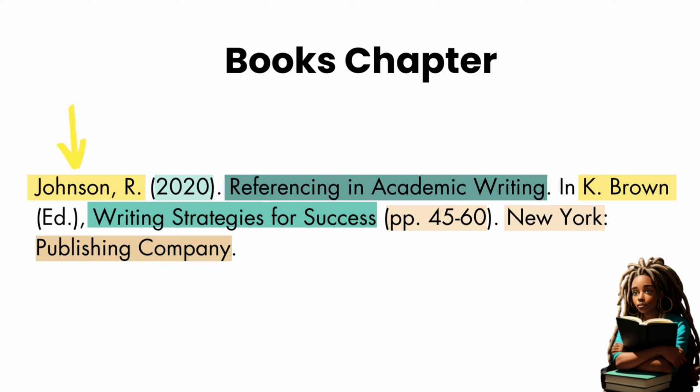But what if you want to reference only a specific chapter in an edited book that has many contributors? Just write the last name and initials of the chapter's contributor, the year in parentheses, title of the chapter, and then you add in and the editors or editor of the book, followed by eds or ed depending whether it's plural or singular, in parentheses. Then the book title in italics, and in parentheses you include pp, followed by the page range of the chapter, and finish with the publisher.